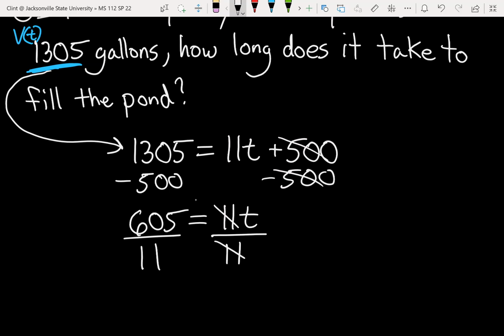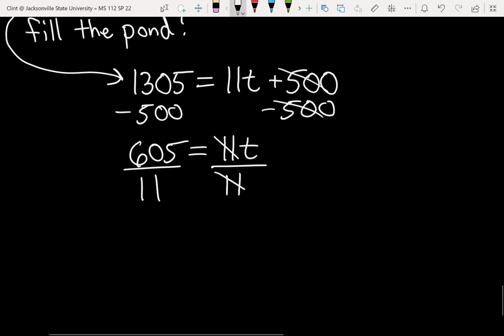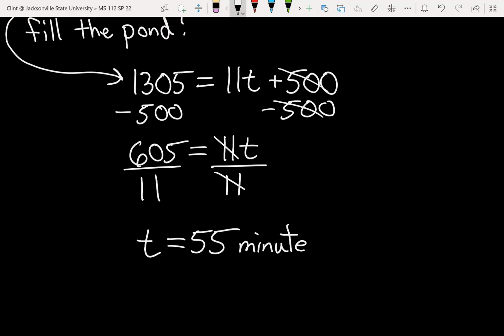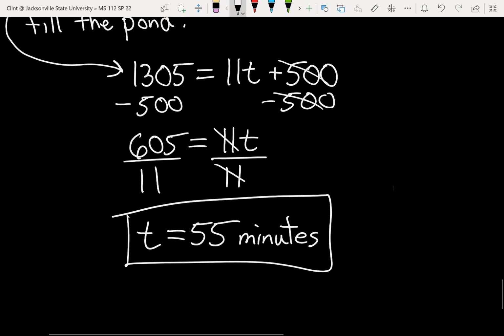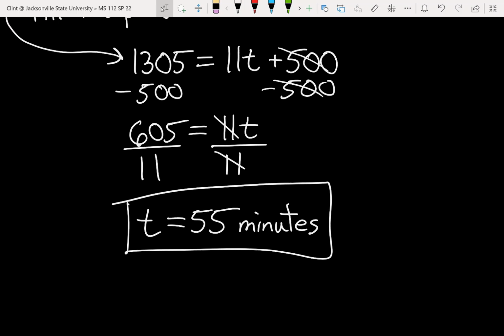If we do that, 605 divided by 11, we get t is 55, and our units here are minutes. So it'll take 55 minutes. Not too long. 11 gallons a minute is pretty quick.